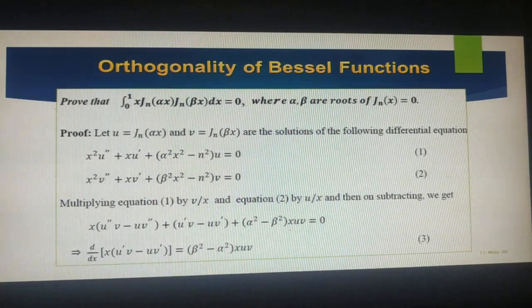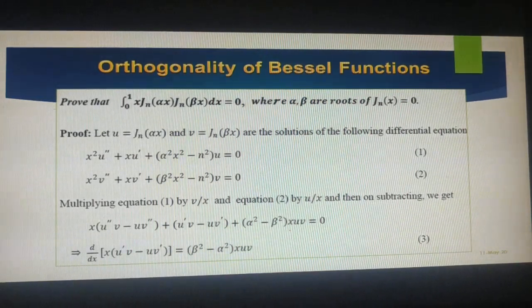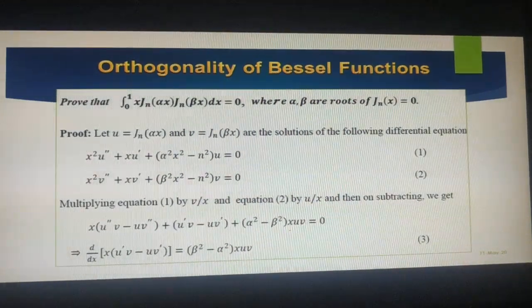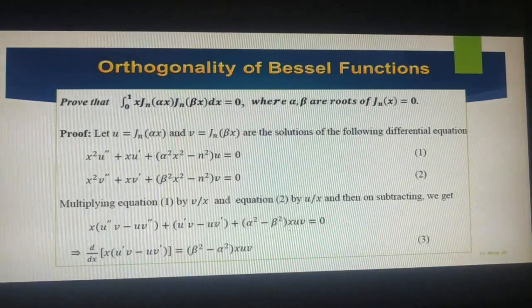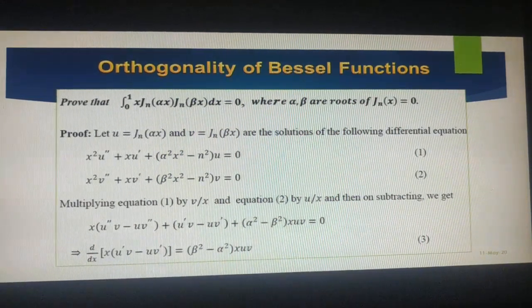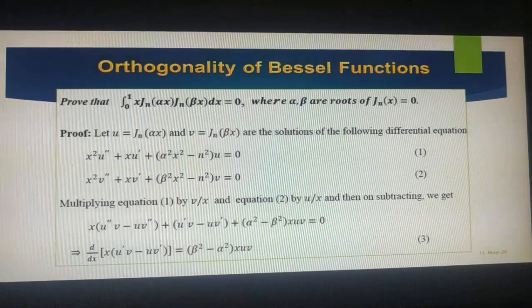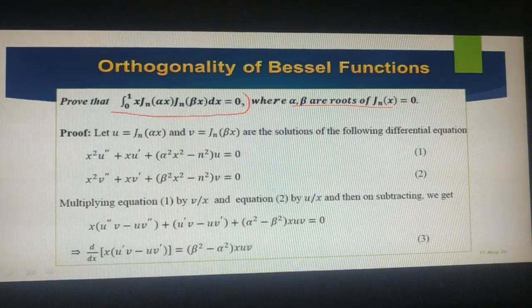Right. Now it's time to discuss the orthogonality of the Bessel functions. As you know, Jn of x is the solution for the Bessel functions of the first kind. So we are taking it with some multiple: in place of x, I am taking some scalar value also, Jn of alpha x and Jn of beta x. I am taking two solutions here, and alpha and beta are the roots of Jn of x equal to 0. Then in that case, I have to show that this result will be equal to 0.